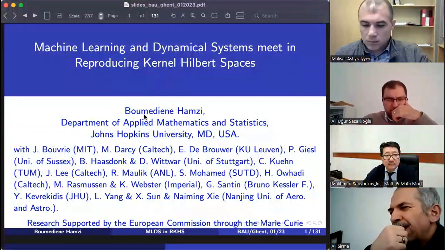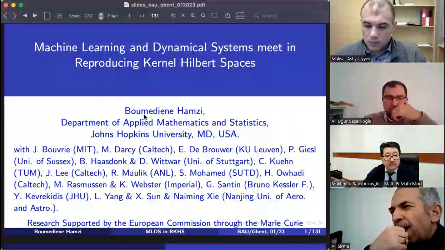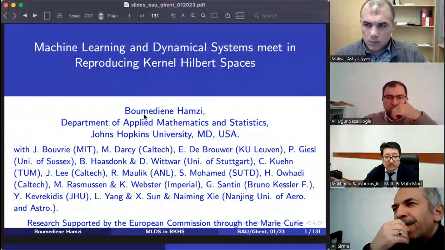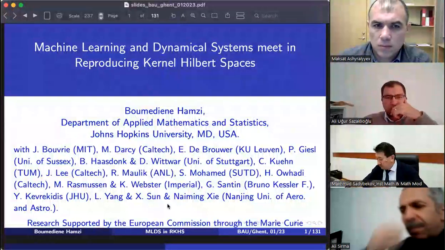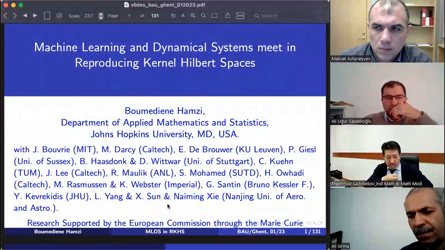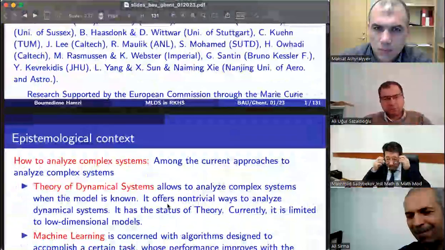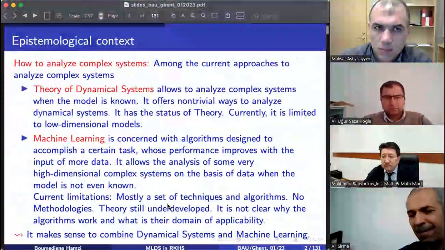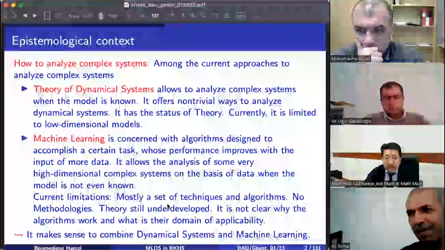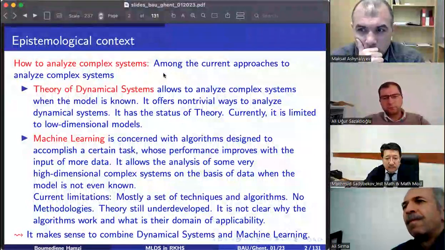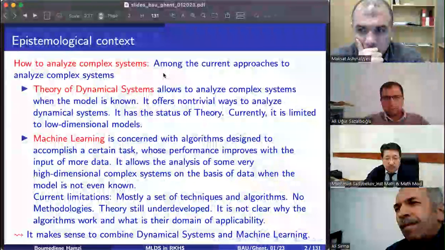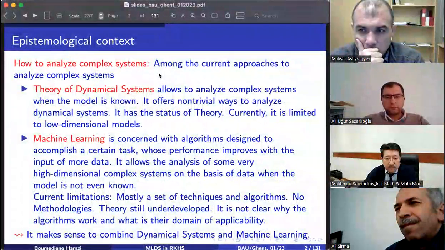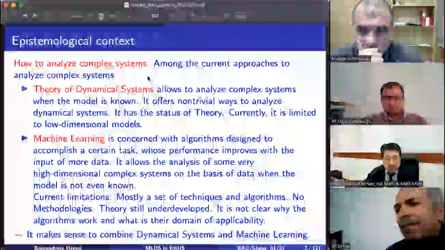This is work I have been doing for a long time now, probably almost 15 years. There are a lot of collaborators here. So the general question is how to analyze complex systems. There are many approaches to analyze complex systems, and among the current ones is the theory of dynamical systems. That is a classical one.